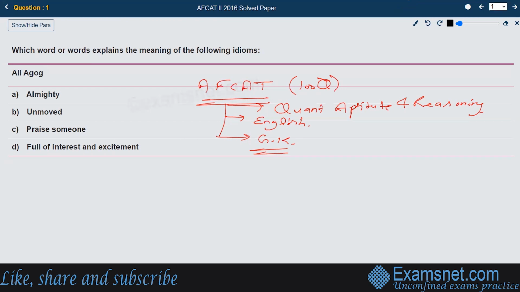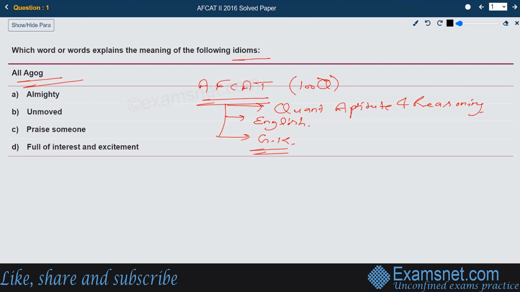So the first question is: which word or words explain the meaning of the following idioms? There are idioms given for which the meaning is required. The first idiom is all agog. Let us find out what options are given.